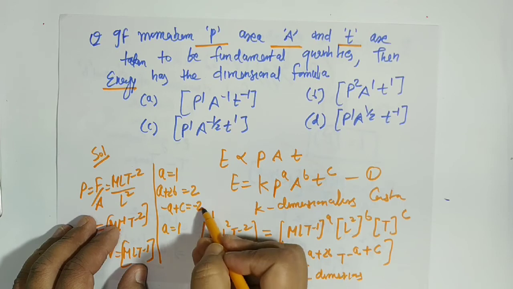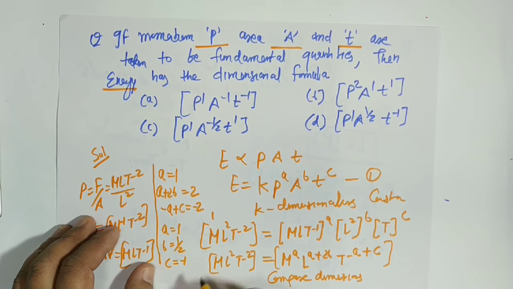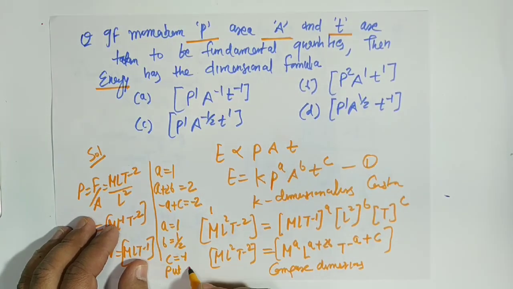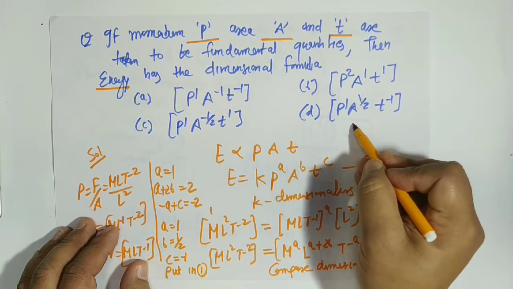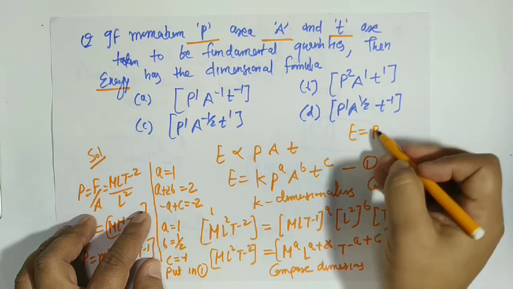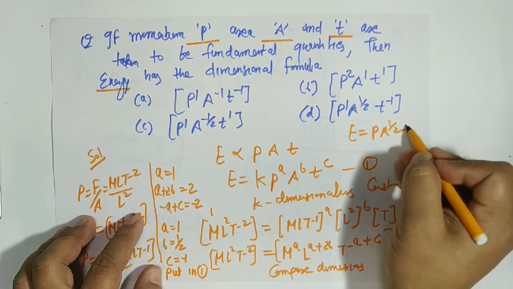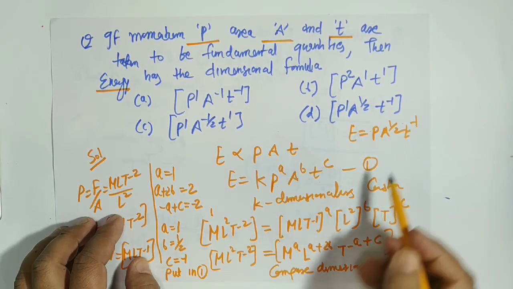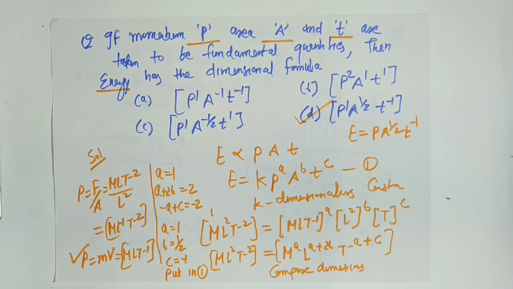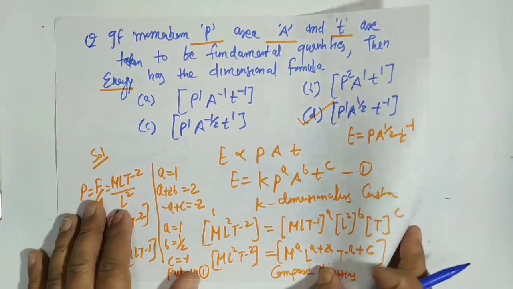So you solve it out. a you will get 1, b you are going to get half, and c you are going to get minus 1. Then you put these in, so energy will be P^1 A^1/2 T^-1. Are you getting it or not? Yes, so this is the answer. This is the question from the exemplar. Very simple, anything can be written in this form.